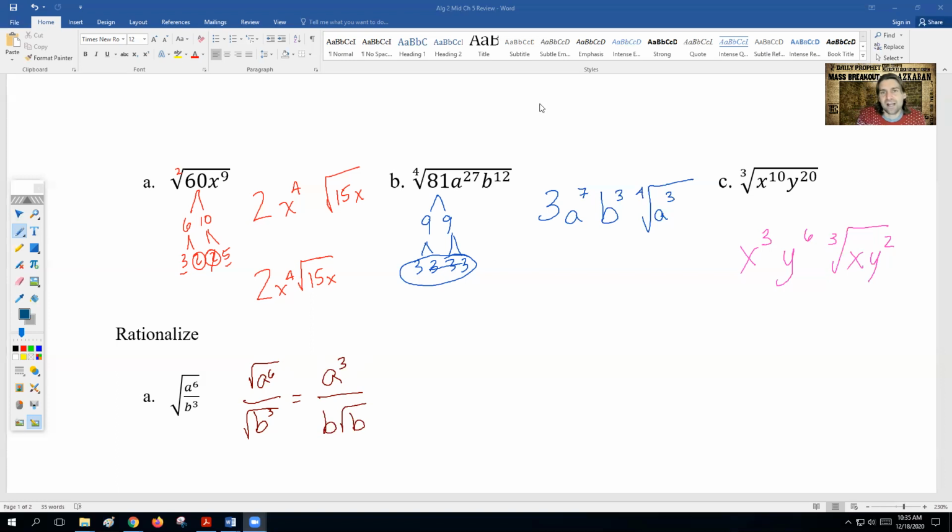So we can never have a radical on the bottom. So to get rid of that radical on the bottom, we're going to multiply the top and bottom by that radical. So we'd get a cubed radical b over b times radical b squared. Well, the square root of b squared is b, and we multiply it by that b on the outside. This just becomes b squared. So the answer is a cubed radical b over b squared.